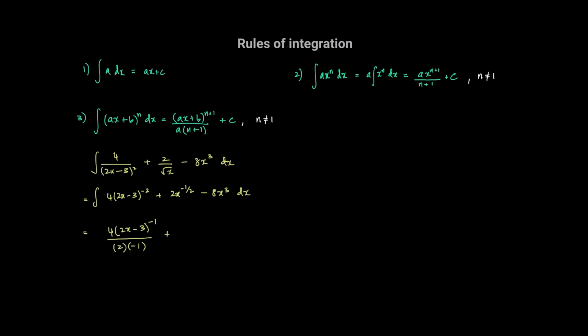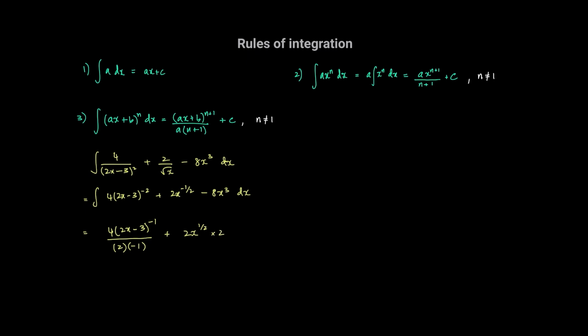For the second term, we have 2x^(-1/2). Again, we increase the power by 1, so we get 2x^(1/2), and then we divide by 1/2. We divide by the new power. That's the power rule here. If we divide by 1/2, that's the same as multiplying this by 2.